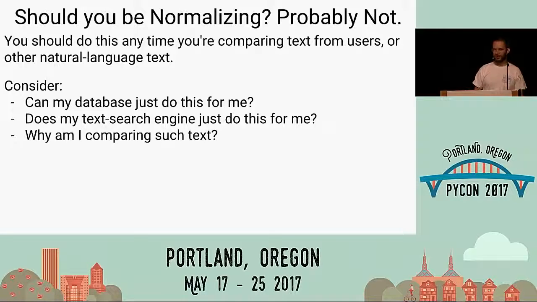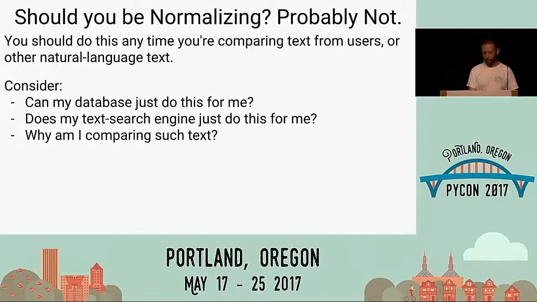So should you pass strings to normalize every time you want to compare them? Probably not. That would be really tedious, even if you abstracted it out. What you really need to think about is, why are you comparing them in the first place? Can your database just do this for you? If you have a text search engine like Lucene, which is what Elasticsearch uses, or Xapian or Whoosh, check in its docs. Does it do this normalization for you? It really should be.